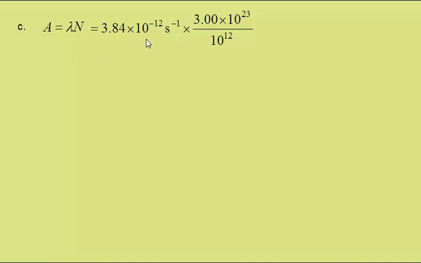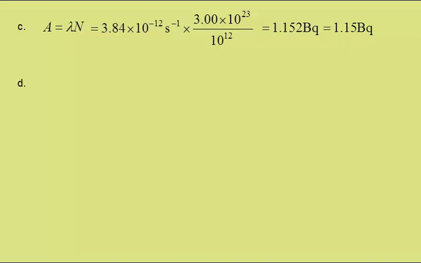In C, we need to show that the rate of decay of carbon-14 in the living wood is 1.15 becquerels. Well, activity is decay constant times number of atoms. Here is the decay constant. We have a total number of 3.00 × 10²³ carbon atoms. 1 in 10¹² is carbon-14, giving an activity of 1.152 becquerels, or 1.15 becquerels to 3 significant figures.